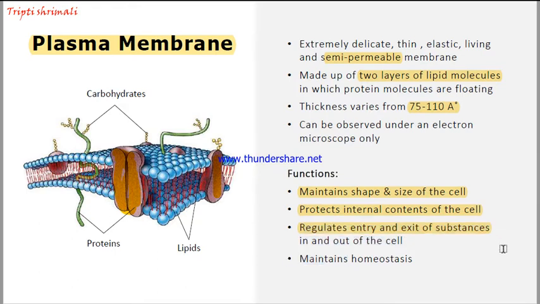So, they maintain the entry and exit of substances in and out of the cell. Also, they maintain homeostasis of the cell. It helps in maintaining homeostasis. The word homeostasis means to maintain the internal environment constant. Every organism wants to maintain homeostasis and for that it tries, right? So these are the functions of plasma membrane.